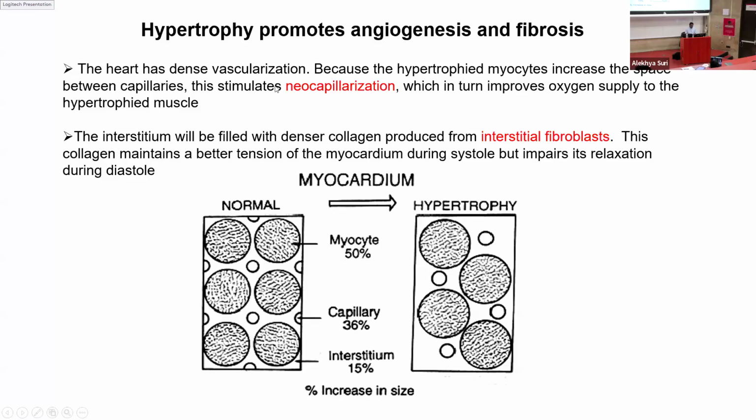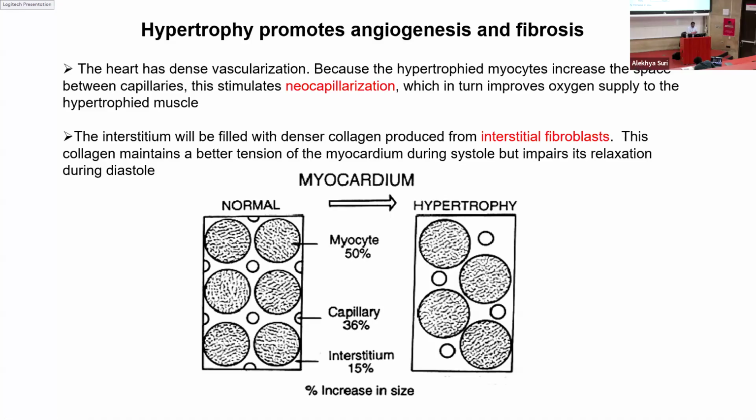This kind of neocapillarization is unique to pathological hypertrophy. In the case of physiological hypertrophy, for example, if you're doing chronic exercise, you will see lateralization, so the blood vessels will fuse together to improve the circulation. It's different from pathological hypertrophy. And then the interstitium will be filled with collagen to produce interstitial fibrosis.